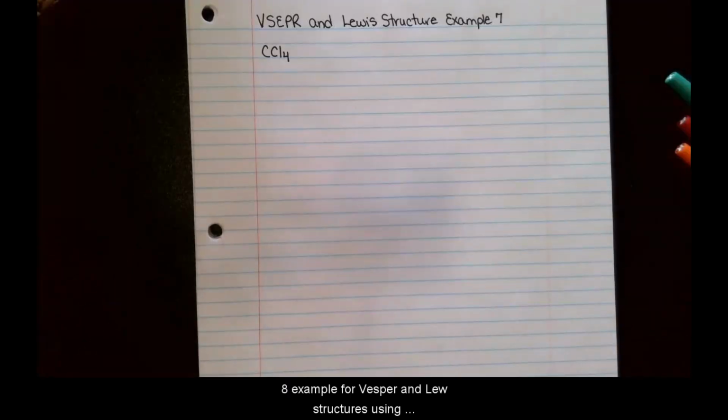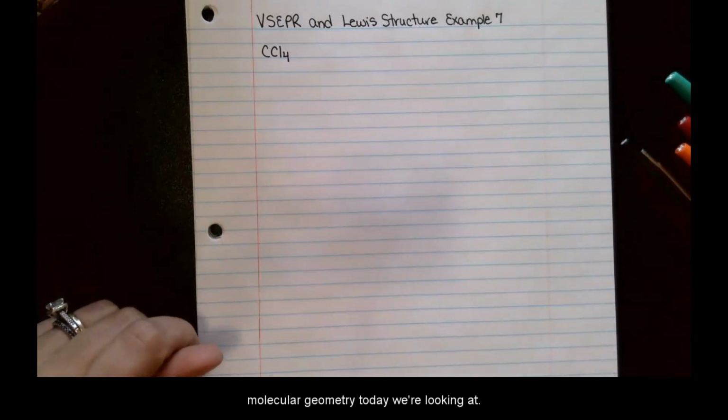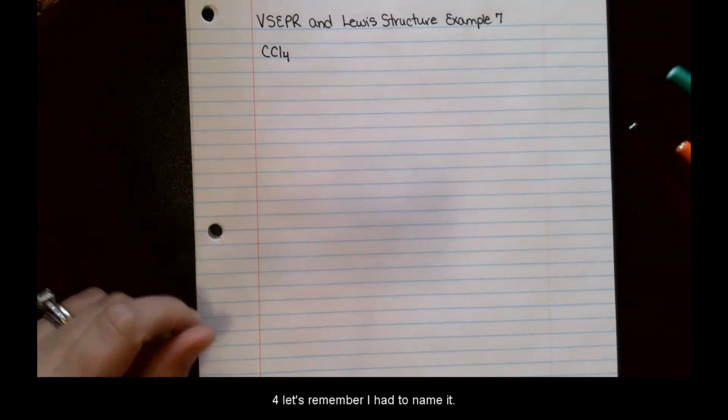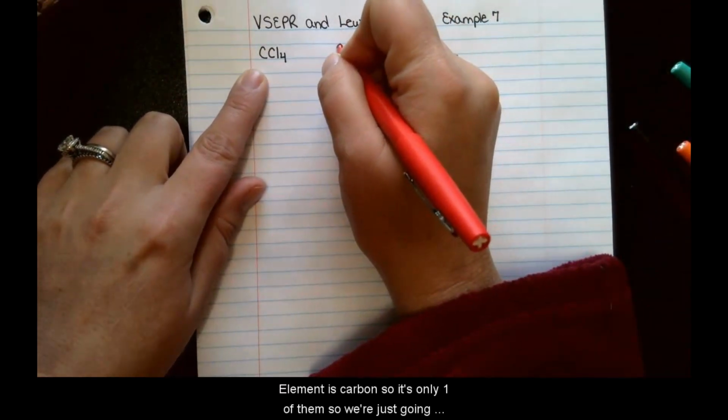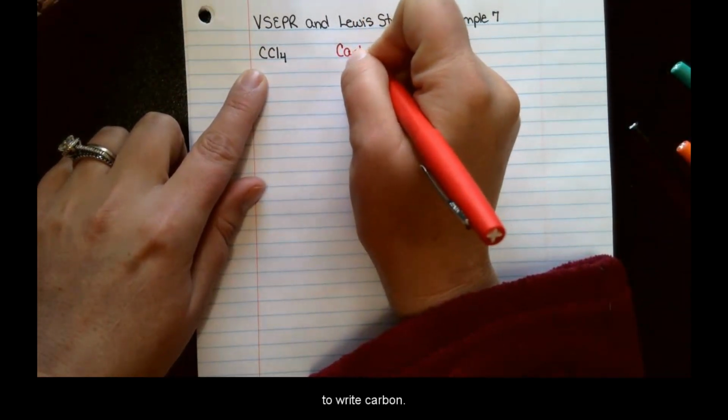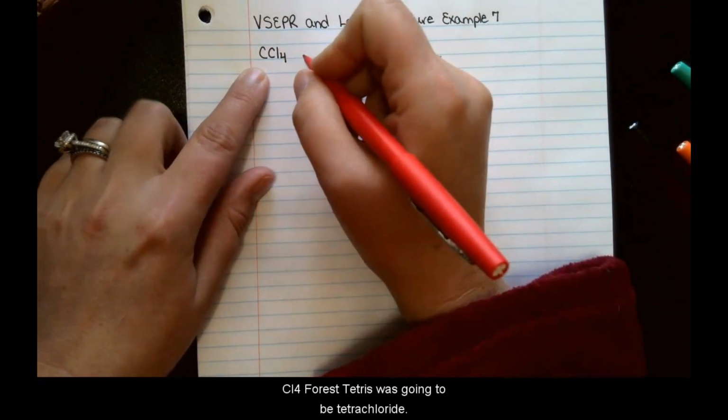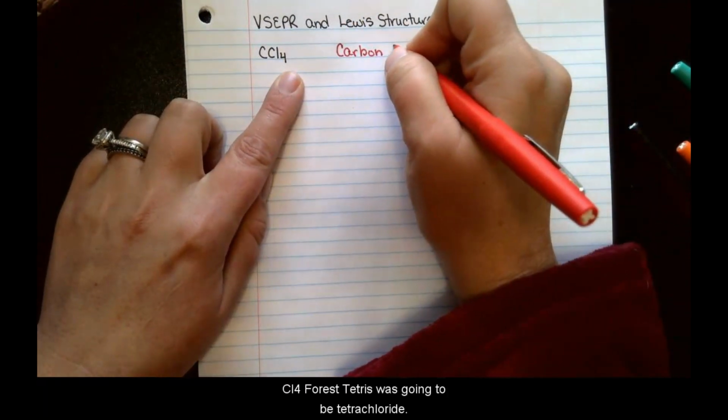This is the 7th example for VSEPR and Lewis structures using molecular geometry. Today we're looking at CCl₄. Let's remember how to name it. The first element is carbon, so it's only one of them, so we're just going to write carbon. Cl₄, 4 is tetra, so it's going to be tetrachloride.